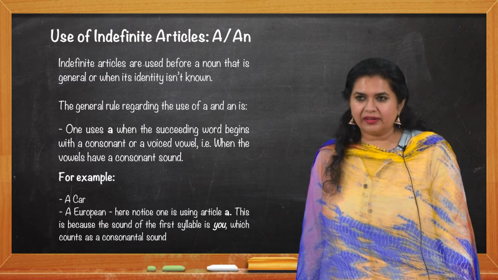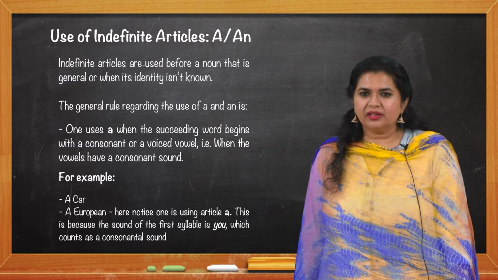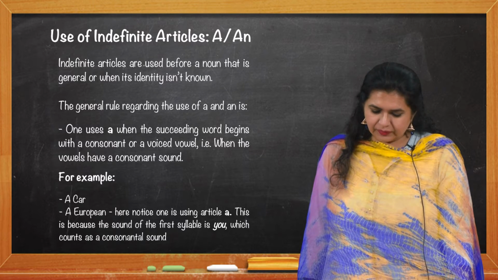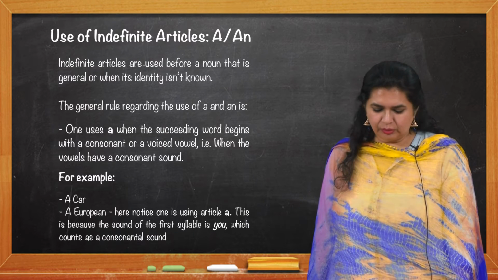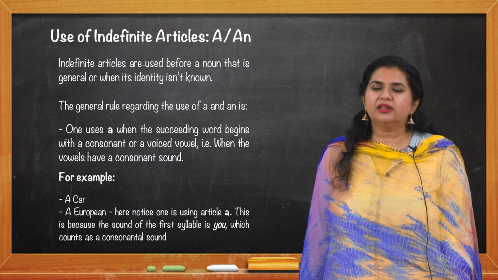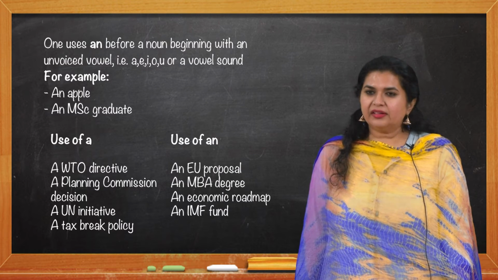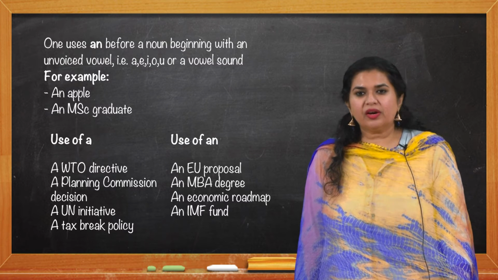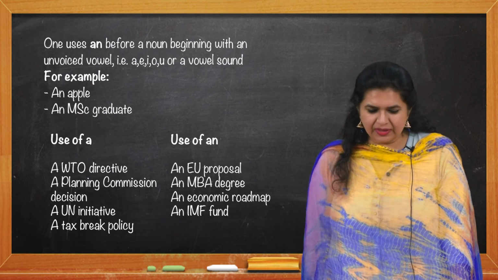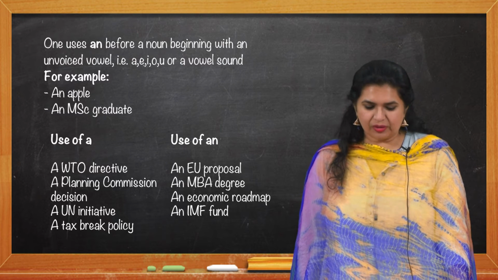For example, a car, C is a consonant. So, a European, because although European starts with a vowel E, the sound is U, therefore, it is a consonant sound. Therefore, we say a European, a university, not an university. And remember, one uses an before a noun beginning with an unvoiced vowel, a, e, i, o, u are a vowel sound. For example, an apple, an MSc graduate, unvoiced vowel.